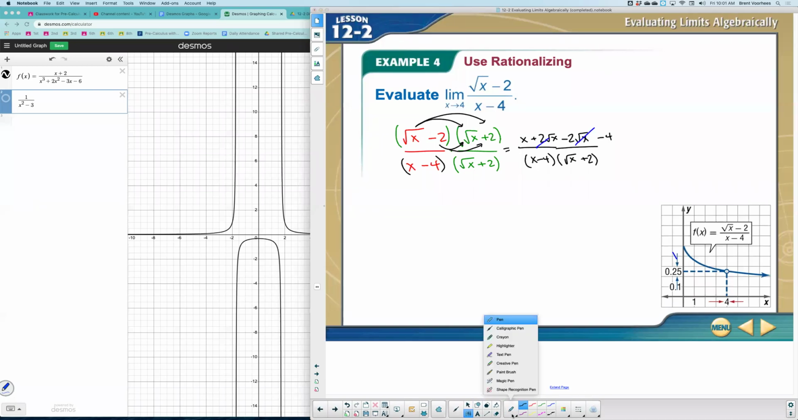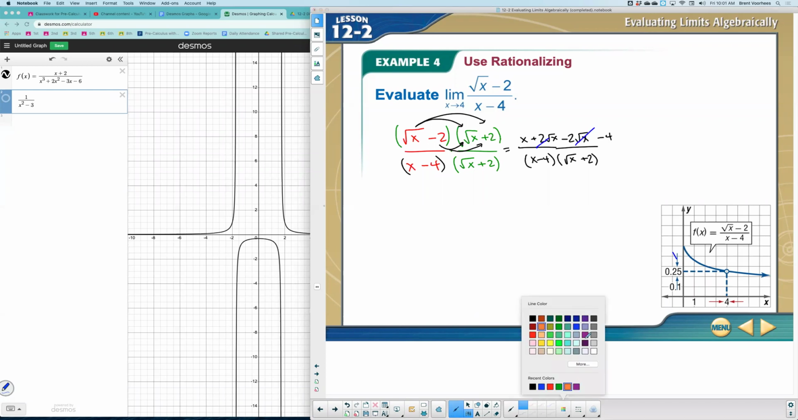And so now I can see that not only can I say those values will simplify, but now I have an x minus 4 and I have an x minus 4 here. And so I could actually cancel out this factor x minus 4 with this factor of x minus 4, which leaves us with 1 over the square root of x plus 2.